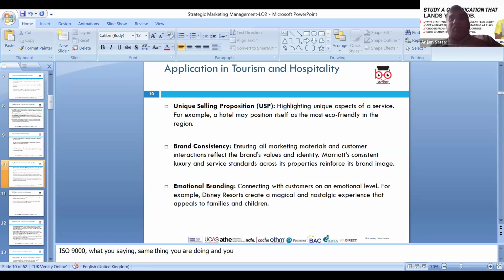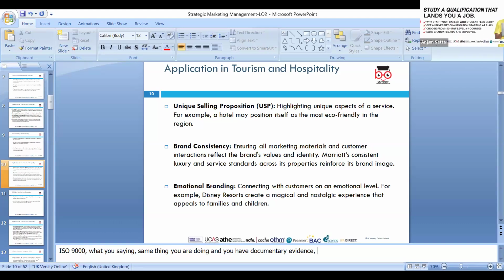You have documentary evidence. When you have these, it means you can get the audit passed. So it's unique for the company: what they promise is the same thing they deliver. The promise really matters in marketing.